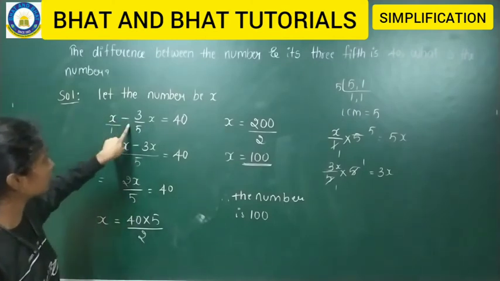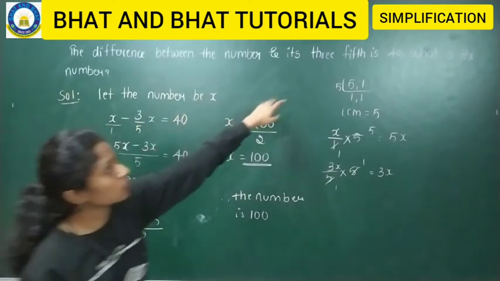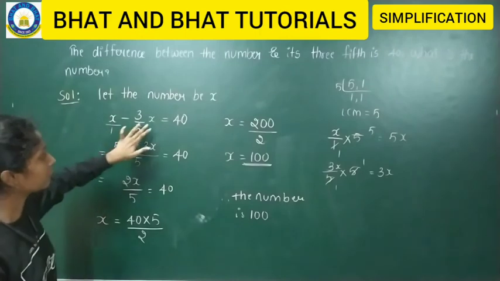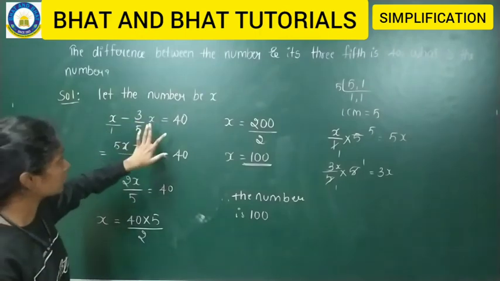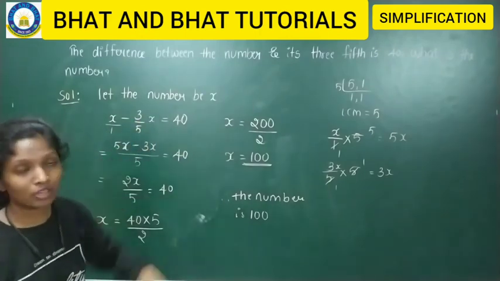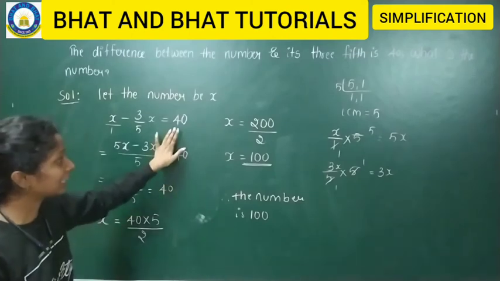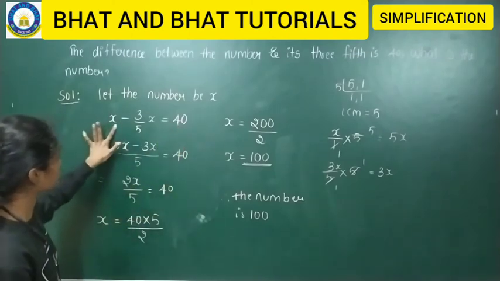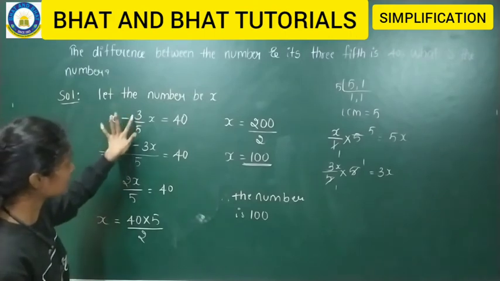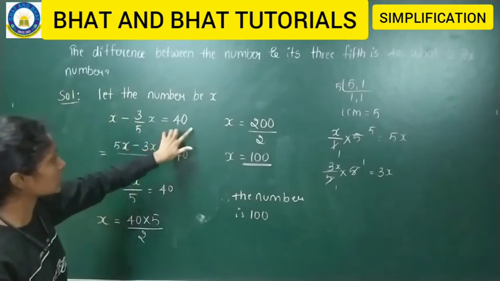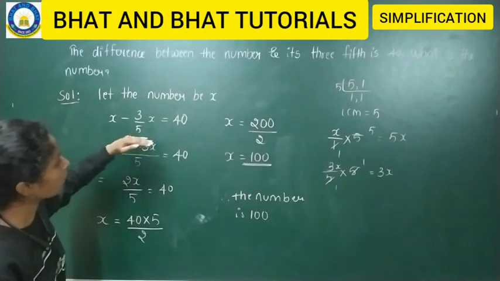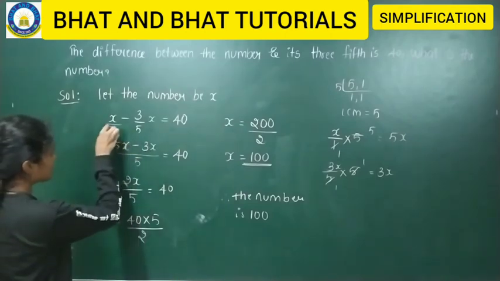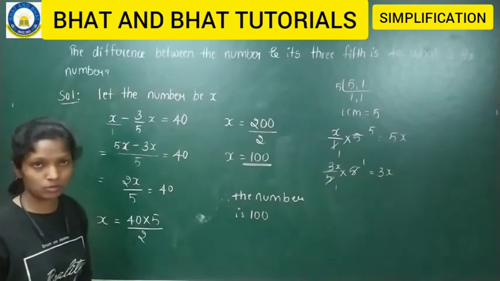So x by 1 minus, they are telling in the question it is 3/5, is 40. That means 3 by 5 x. X is the number, which is equal to 40. 40 they have already given in the question. So x minus 3 by 5 x is equal to 40. Here you have formed one equation. Okay. So if there is nothing there, we are going to consider that as 1.